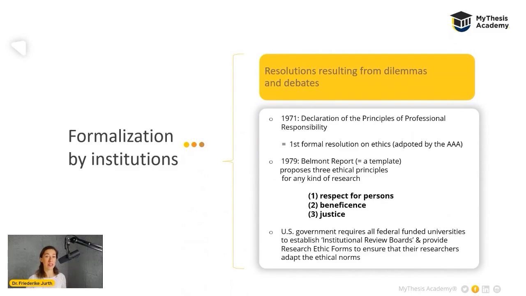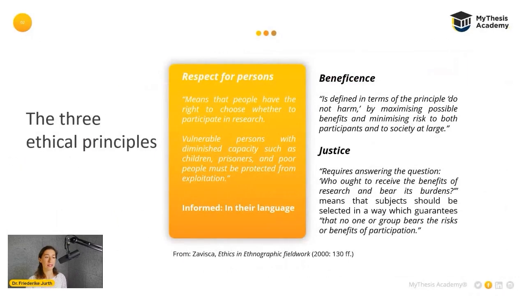So now that we know a couple of things about the ethical principles and the focus on transparency, I would like to get a little bit into detail and provide some definitions of what exactly the respect for persons, beneficence, and justice mean, which are the three ethical principles. These are some definitions, some extracts from Ethics in Ethnographic Fieldwork from 2000. And here it is defined as the following.